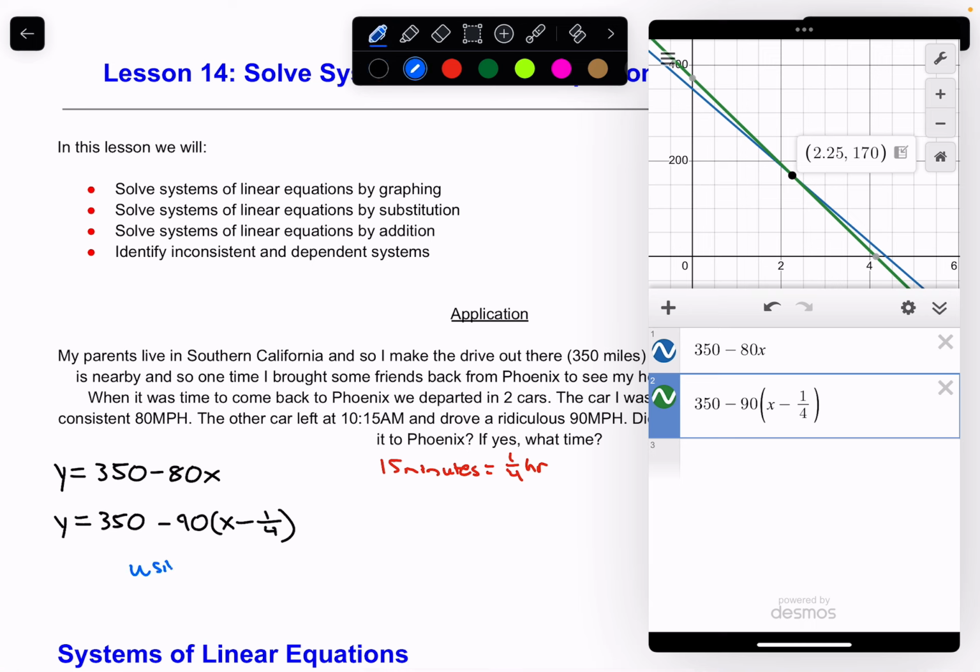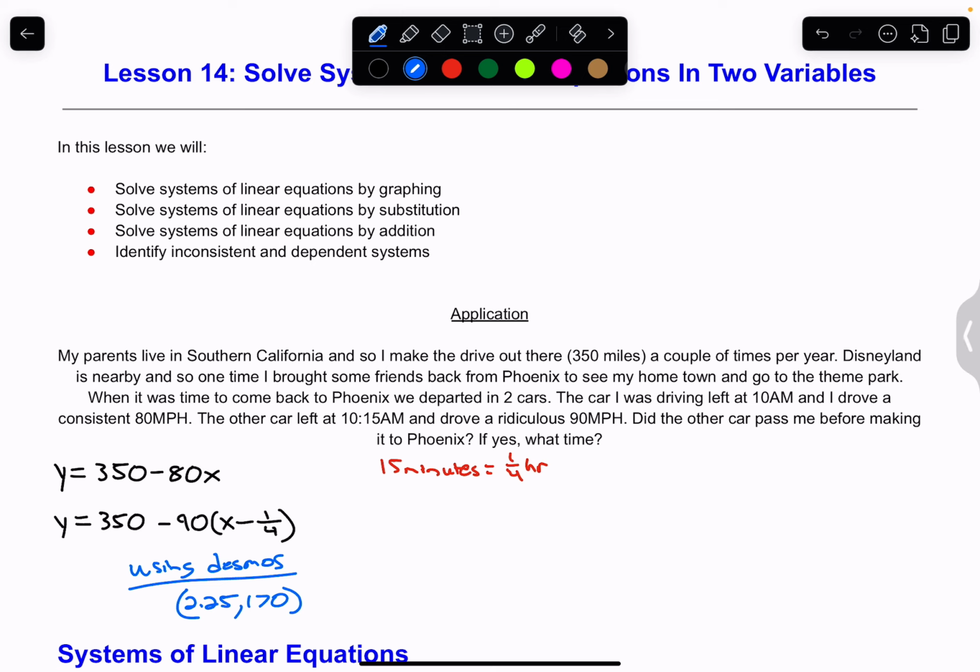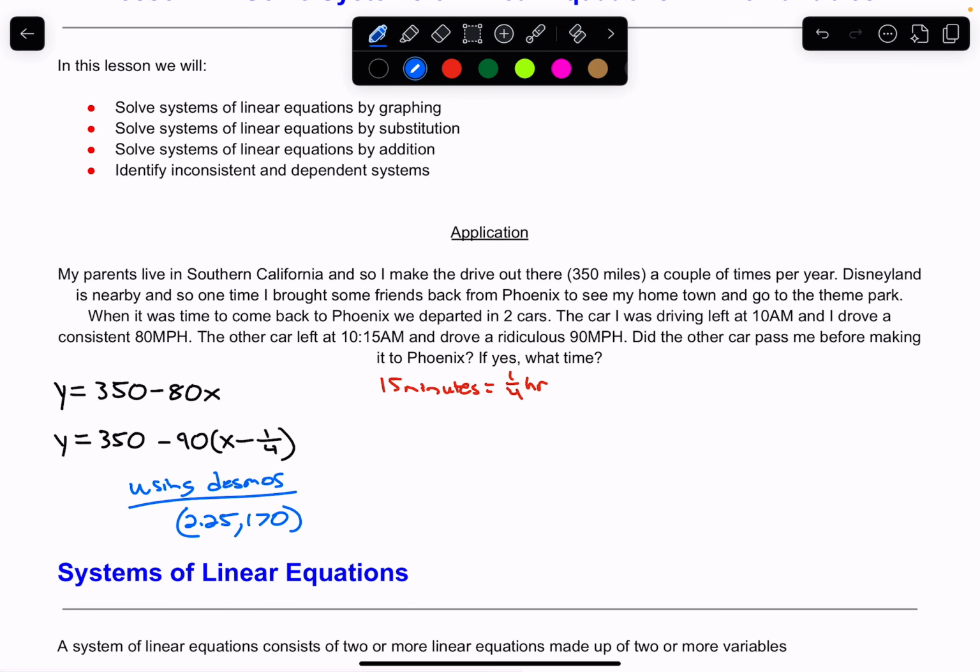So again, I'll write using Desmos. We intersect at 2.25, 170. So now let's say what this actually represents. Okay, the y value here in our equations, y equals 350 minus 80x in this first equation, this is the starting distance minus how much we've driven. So this y value represents how many miles are left. Okay, so it says over here, not when did they pass us in terms of distance. It just says, did the other car pass us before making it to Phoenix? So yes, they passed us with 170 miles to go.